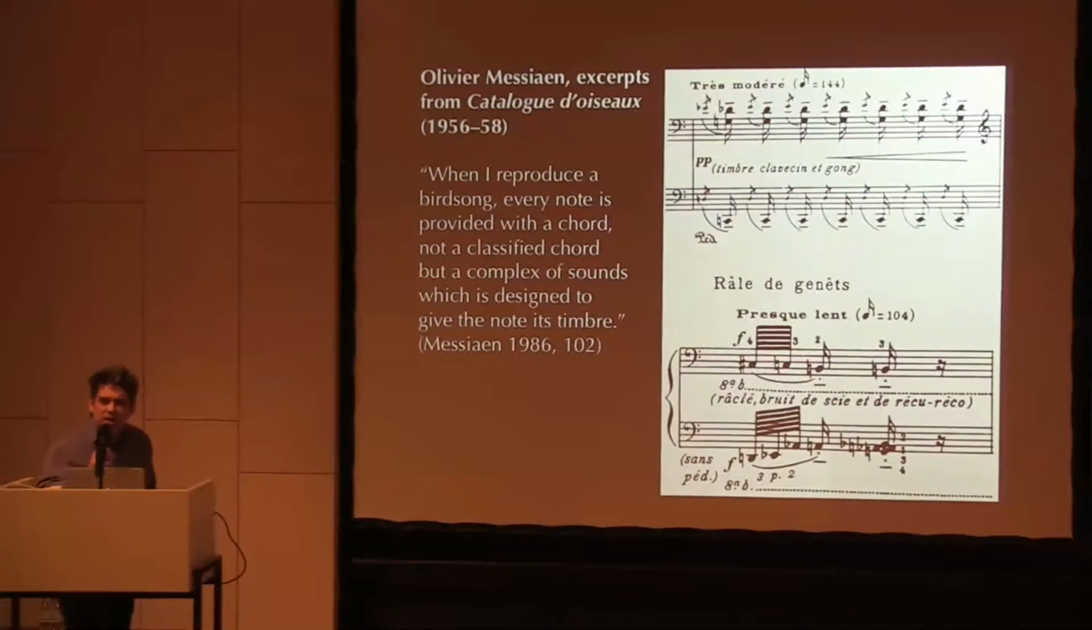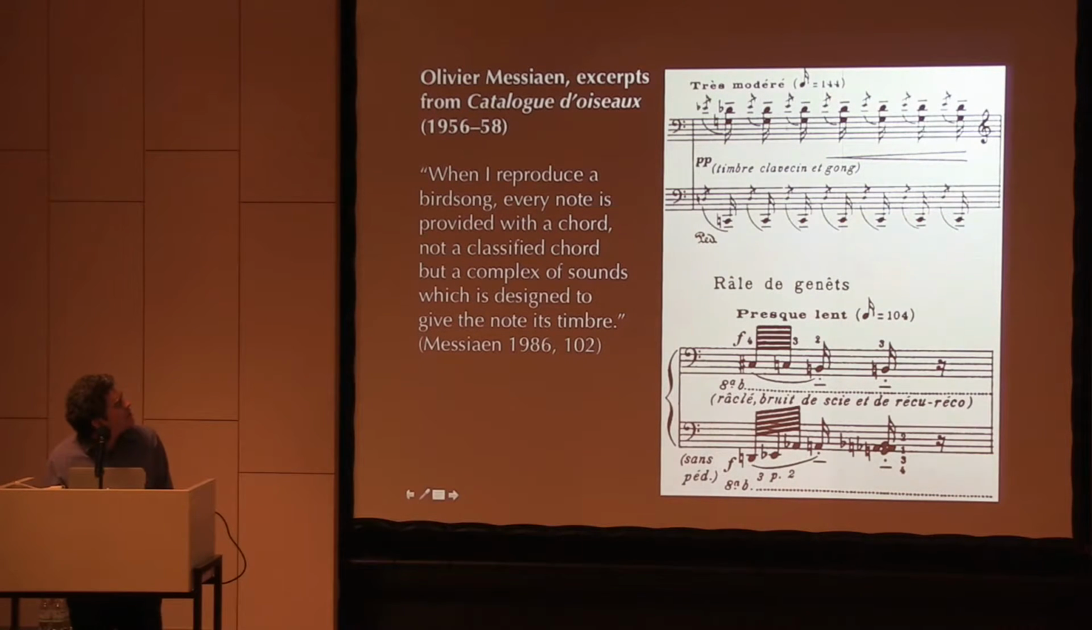This is a particularly striking excerpt because we have a few levels of imitation going on. Messiaen is of course imitating the bird song with his voice, but then the piano is imitating the voice, or the original model of the bird, with the timbre. And Messiaen, in a fairly late interview, says when he reproduces a bird song, every note is given a chord. This is a chord not in some syntactical harmonic sense. It's a complex of sounds which is designed to give the note its timbre.